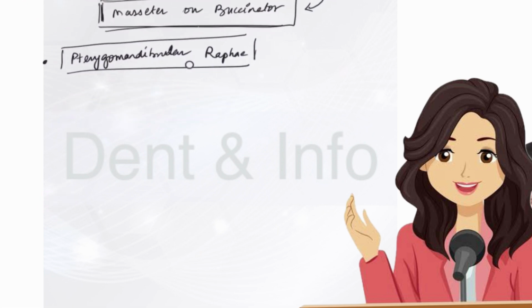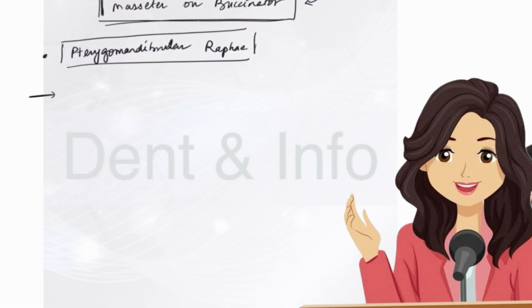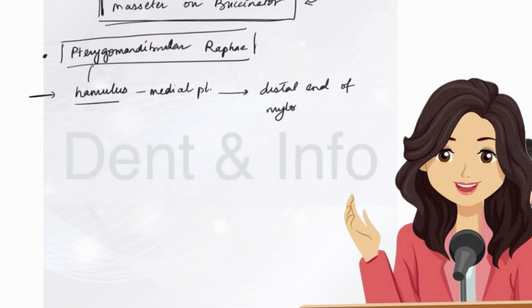So coming back to now pterygomandibular raphe, what does it originate from as the name suggests? It originates from the pterygoid hamulus of the medial pterygoid plate, right, and attaches to the distal end of the mylohyoid ridge, right? That is your pterygomandibular raphe. What is it actually? Pterygomandibular raphe.